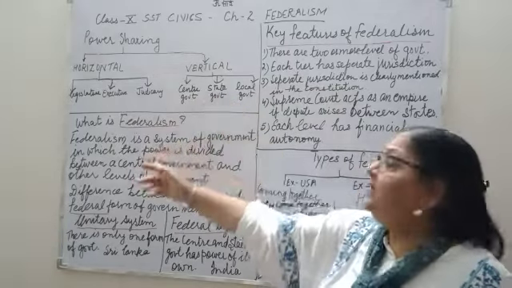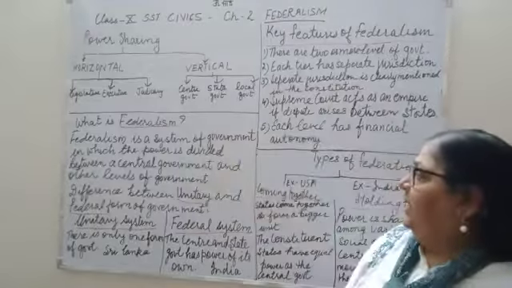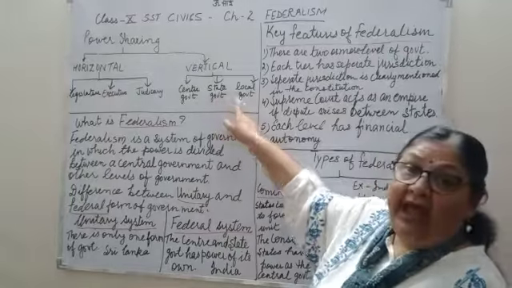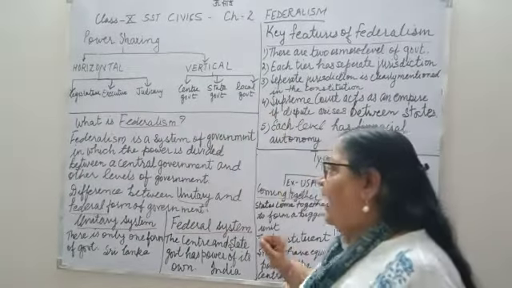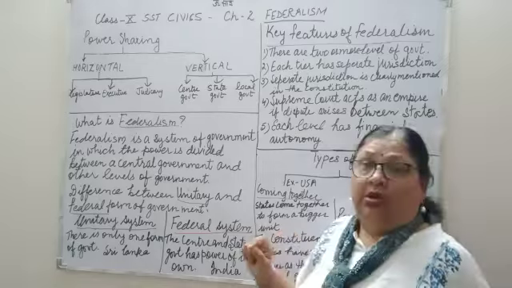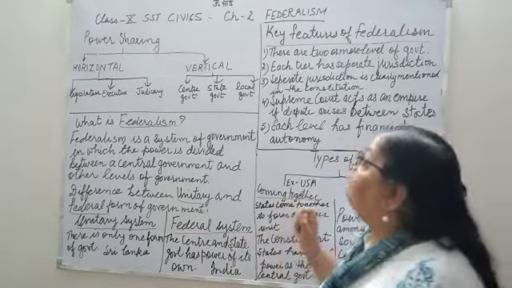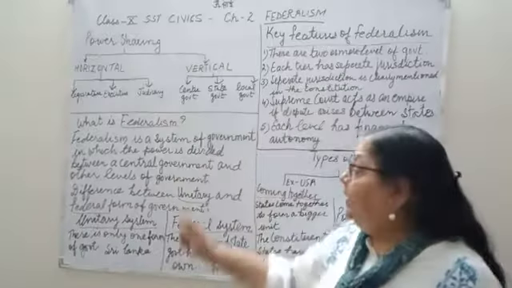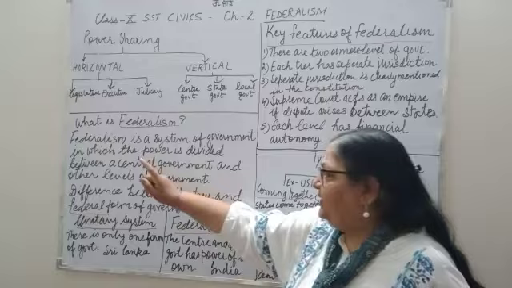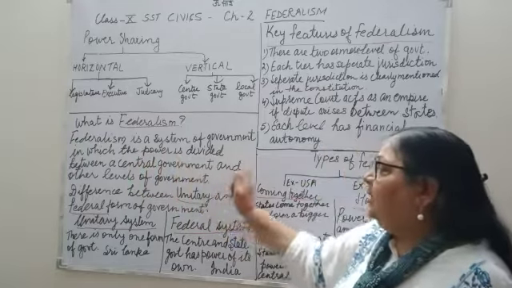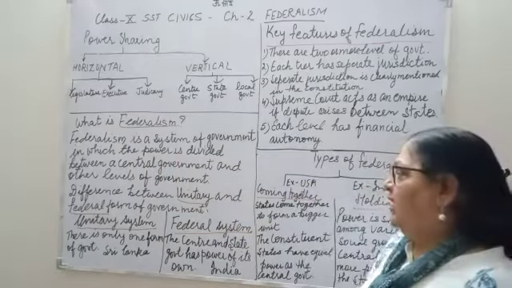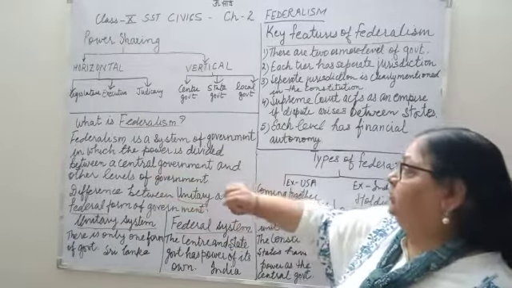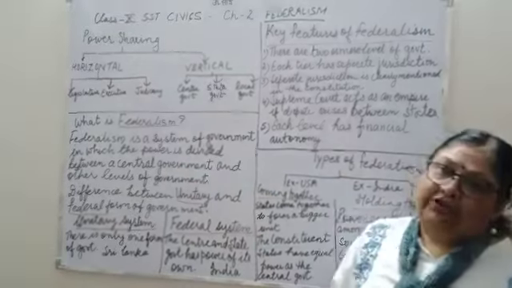Now, federalism is a system of government in which power is divided between center, state and local government. And this is how government works in federalism. So, federalism is a system of government in which the power is divided between central government and other levels of government. Now, India is the best example of such type of power sharing.